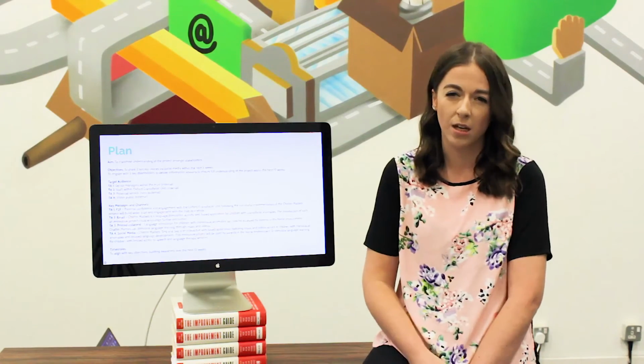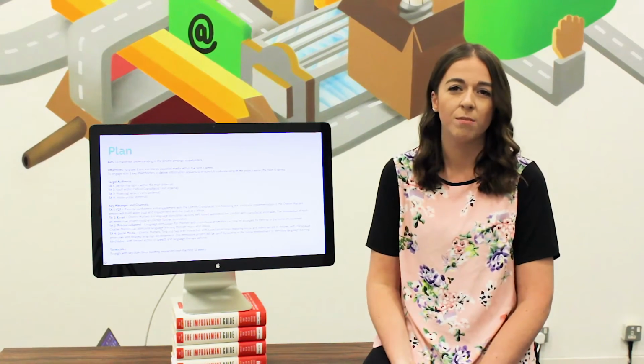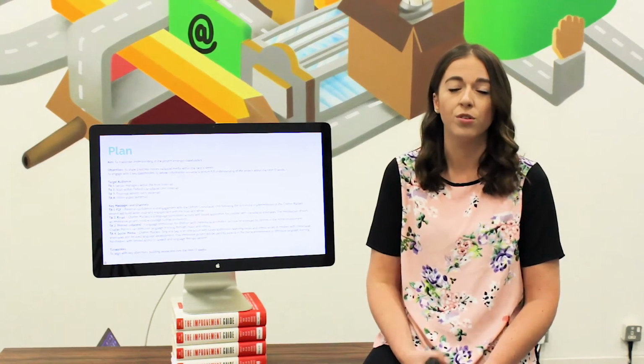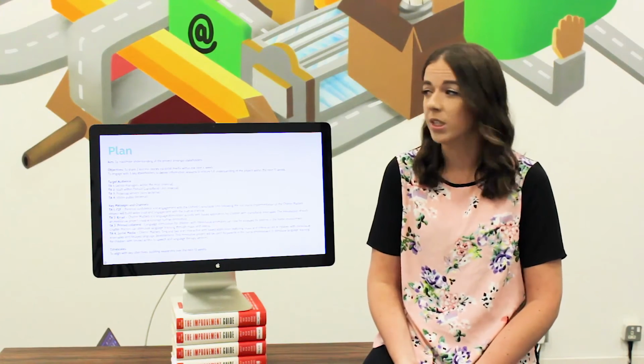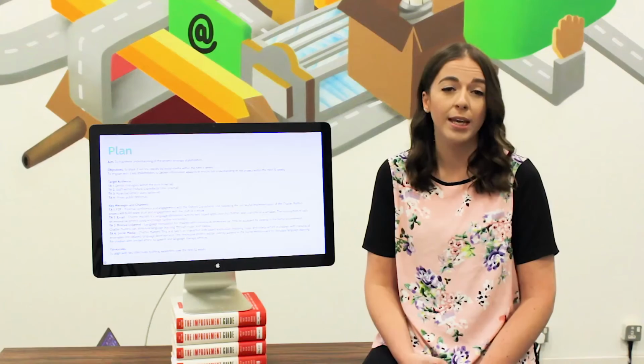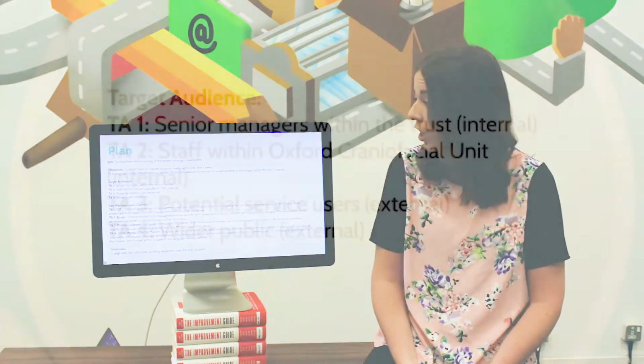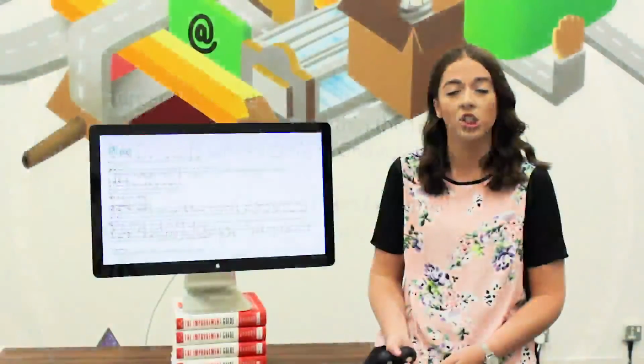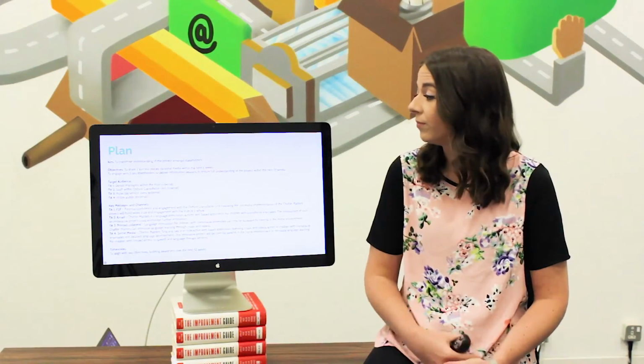So the next area of the plan is the target audience. With most communication strategies and plans, you're going to have more than one target audience that you want to communicate to. So it's really important that you don't just use the same messaging and the same channels for every single audience. So I've broken down here into 4 key audiences that you might want to communicate with. The first being senior managers within the trust, the second being staff within the Oxford Craniofacial Unit, which is obviously specific to this project, and both of those 2 audience groups are internal audiences. The bottom 2, potential service users and the wider public, are both external, so this will hopefully show you as well how your messaging can change from internal to external.